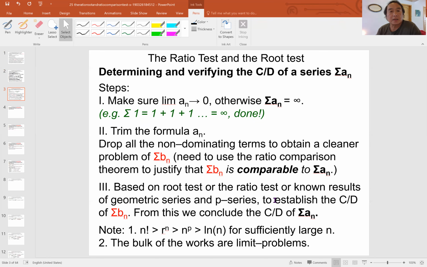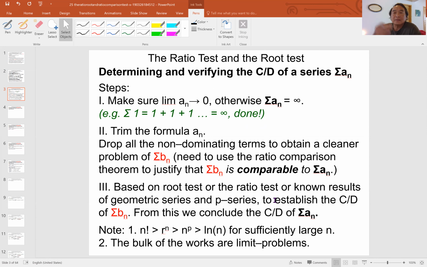Presented with a series, here's the first step you do: you make sure the term goes to 0. If the term doesn't go to 0, there's no point. For instance, 1 plus 1 plus 1, if each term doesn't go to 0, then they're going to add up to infinity. So a priori, in order to possibly converge, you must have these terms all go to 0.